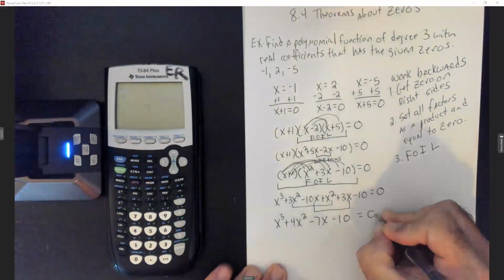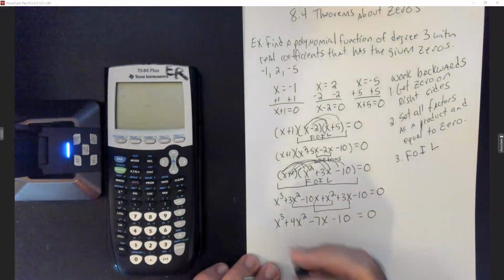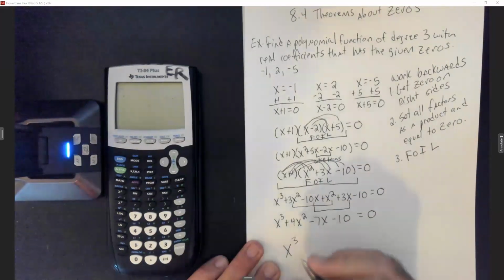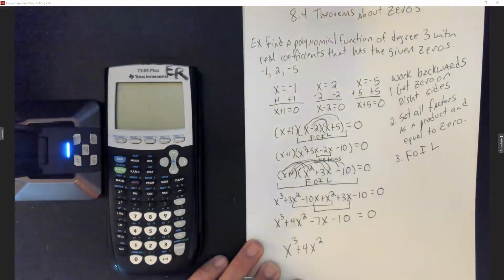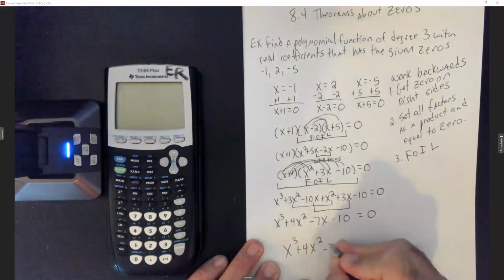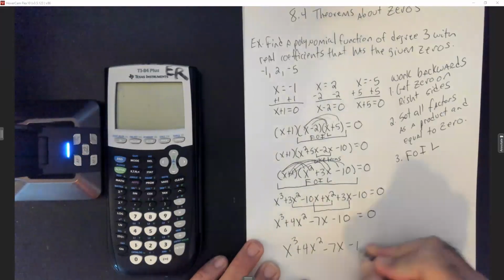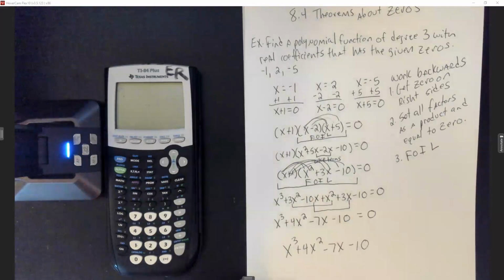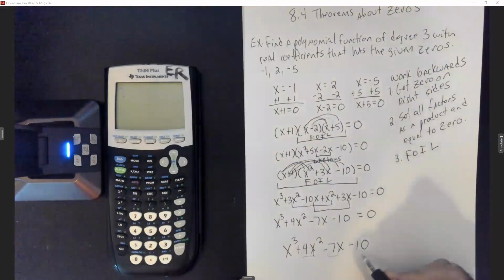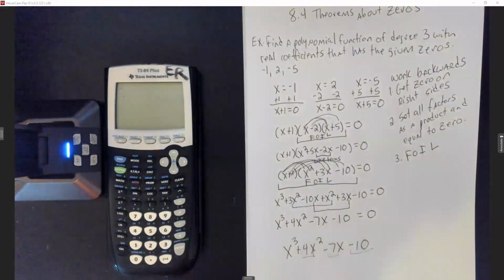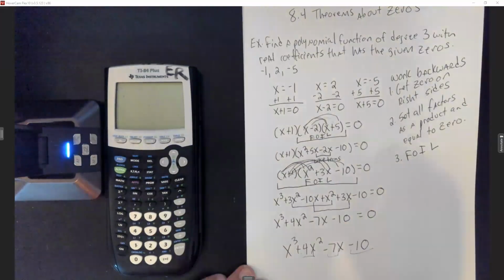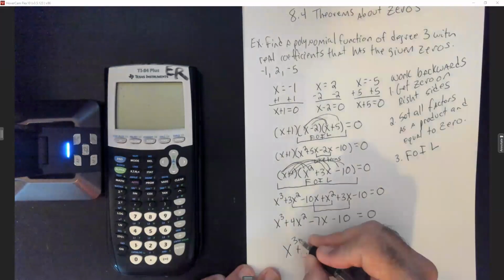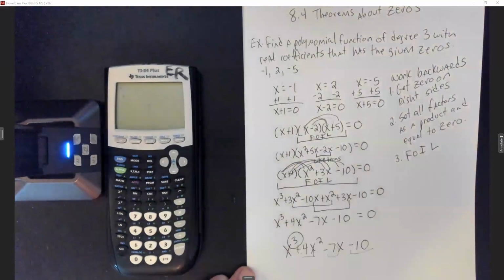But all they were looking for was the x to the third plus the 4x squared minus the 7x minus 10. And on some of these, they'll give you most of the answer, and you might just have to put in that number, or the negative 7 or the negative 10, okay? Just remember, when I'm looking for a polynomial of degree 3, my final answer has got to have that largest exponent.